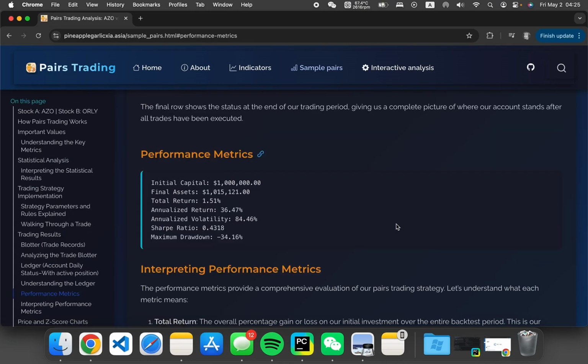And for the backtest results, it displays a blotter of individual trades, a daily ledger of portfolio value, and key performance metrics: total return of about 1.5%, an annualized return near 36%, a Sharpe ratio of 0.43, and a maximum drawdown of roughly 34%. This case study highlights both the promise and caution points. Strong returns can come with volatility, so risk management is critical.